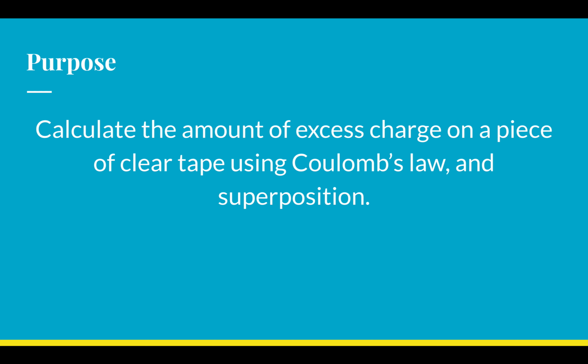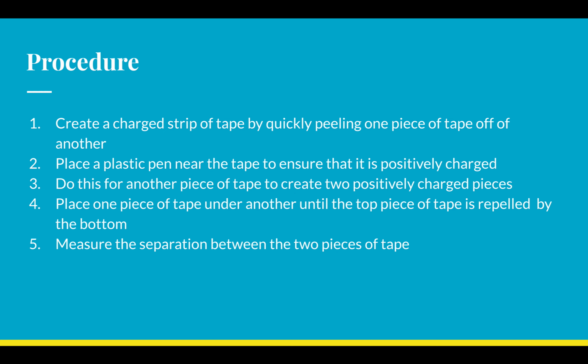So first, the purpose of this experiment was just to calculate the amount of excess charge on a piece of clear tape using Coulomb's law and superposition. In order to do this, we need to create a charged strip of tape by quickly peeling one piece of tape off of another. This was done by having a base piece of tape and then putting another piece of tape on top of it and then peeling it off as fast as we can to make it positively charged.